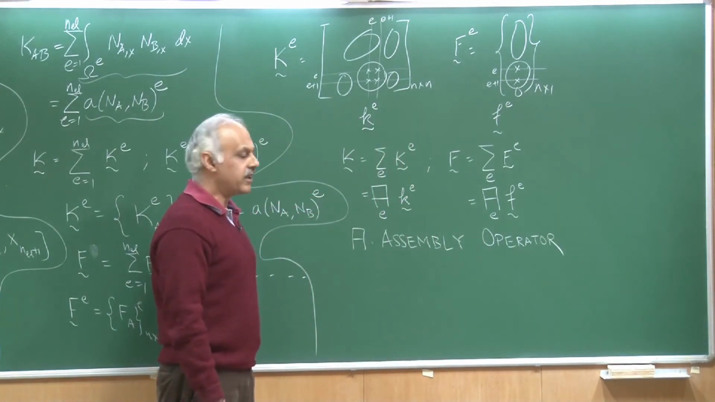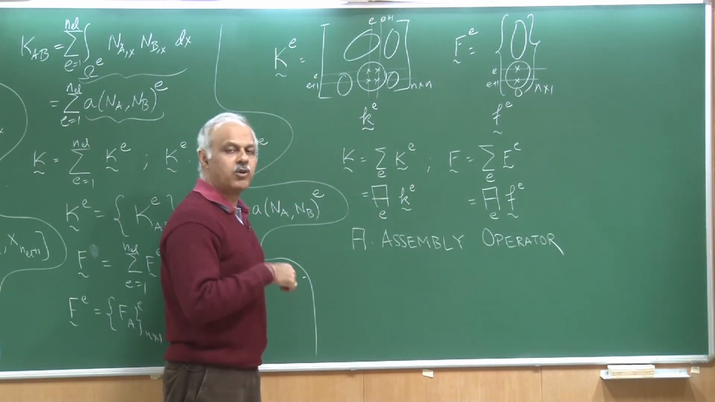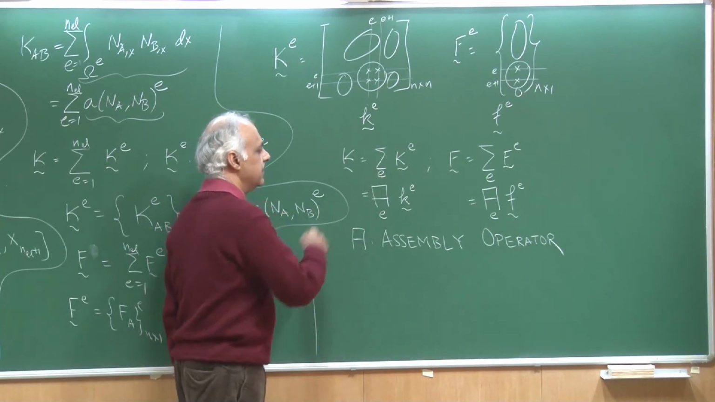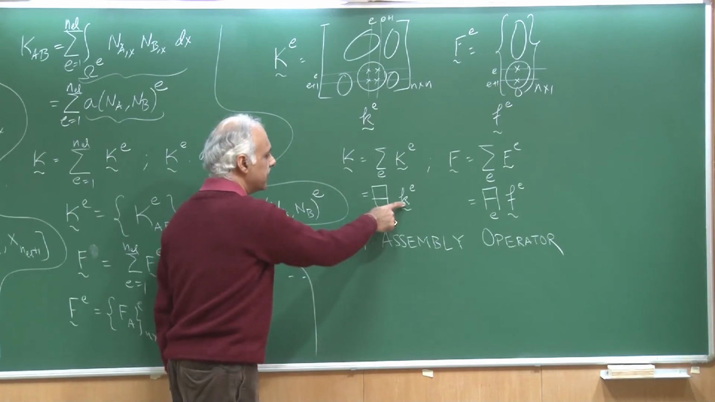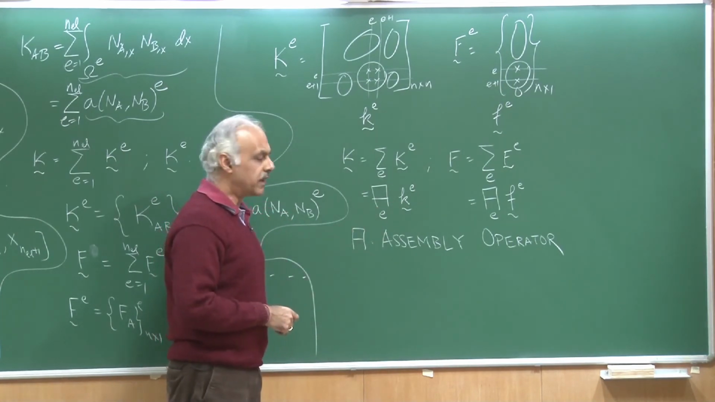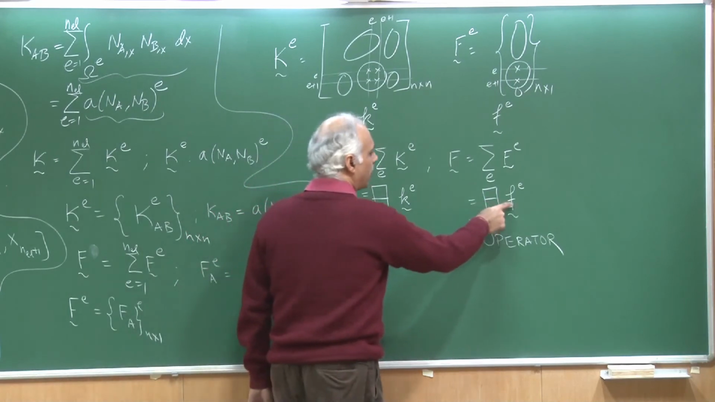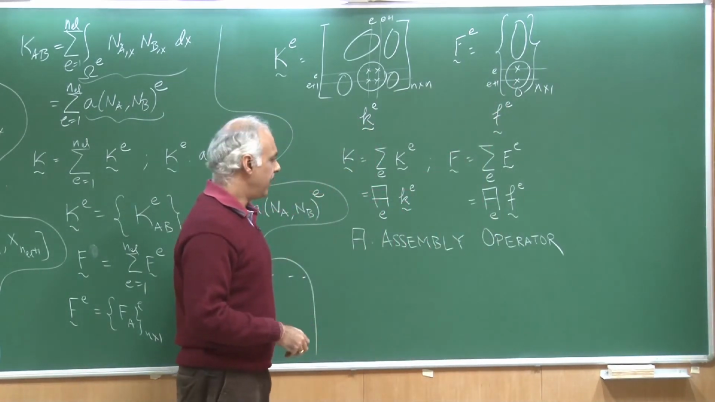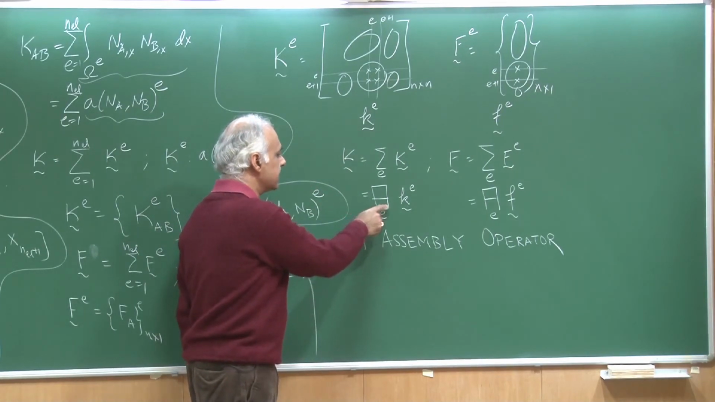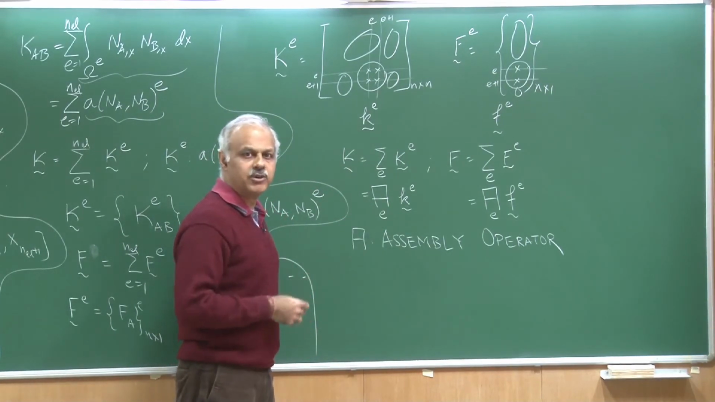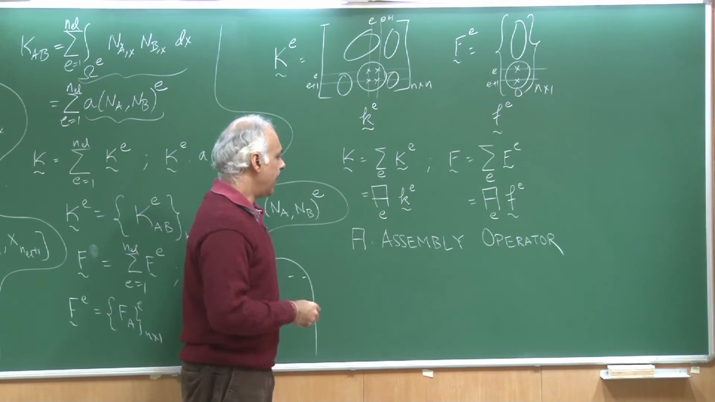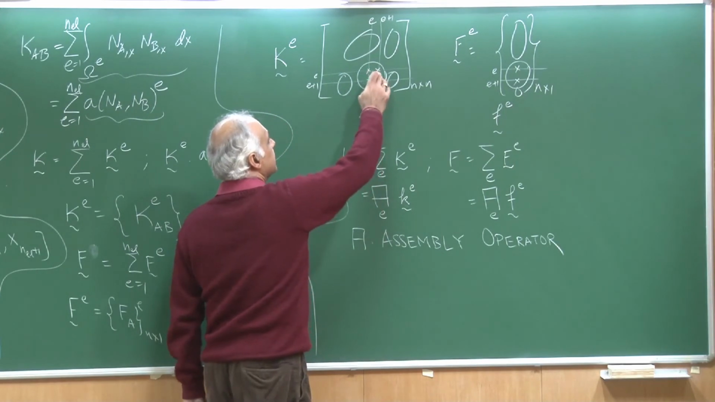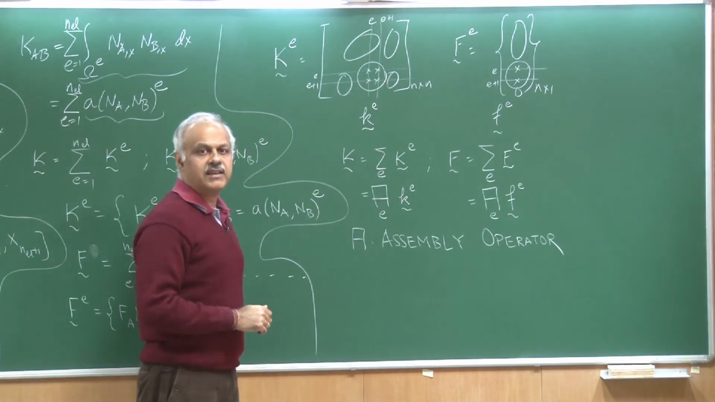So, the idea is the following: we loop over all the elements. Suppose we are on element number E. For that element we form the small Ke, which is a 2 by 2 matrix. We form the small Fe, which is a 2 by 1 vector, and then we use the idea of this assembly operator, which I am going to lay out for you, and put this Ke at the right locations and add them to the values that already exist.